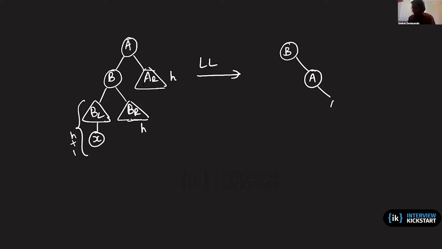The right subtree of A will be as it is when A is pushed down. Now B had a right subtree which was B sub R. Where does that go? It has to remain on the right of B. There's only one place where it could go, which is here. And the left subtree of B remains where it is with X.